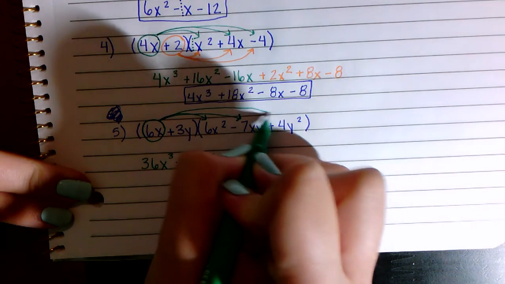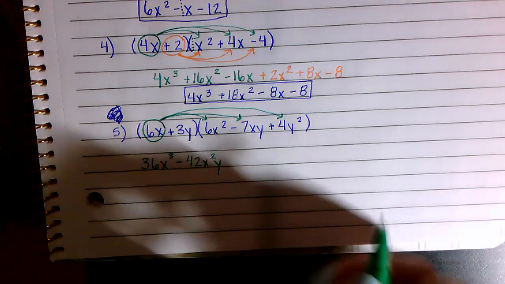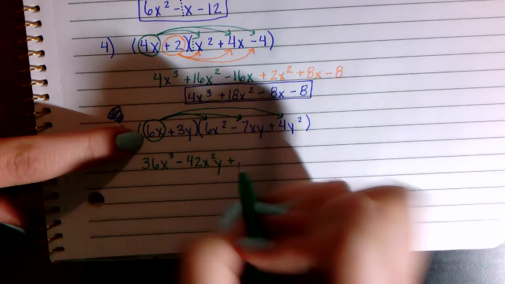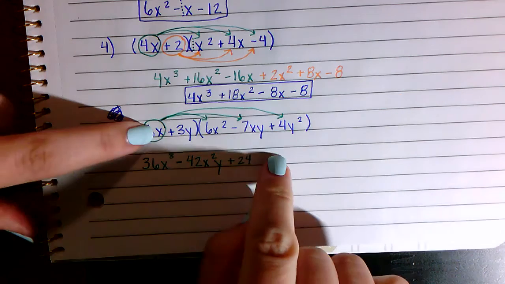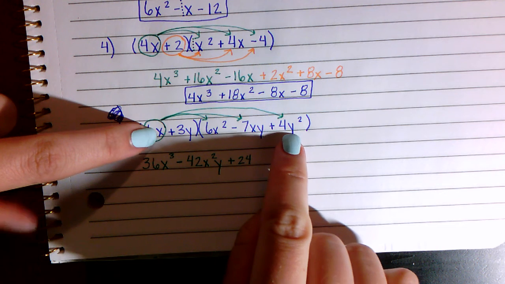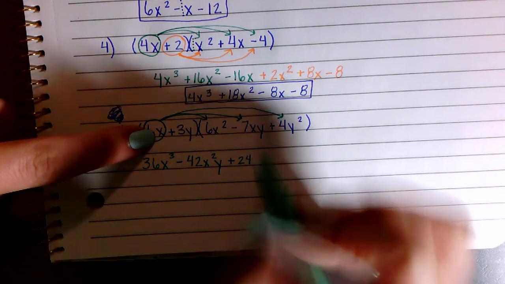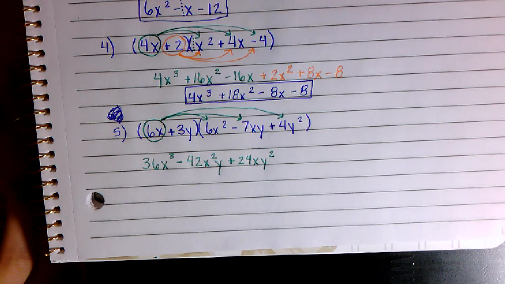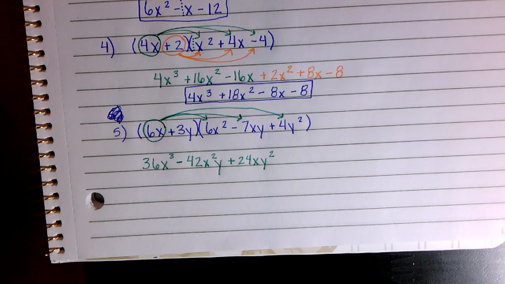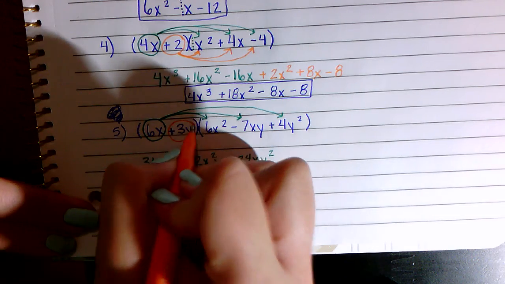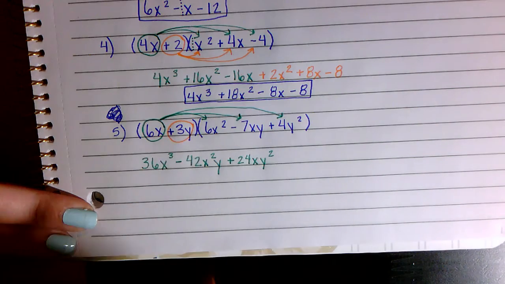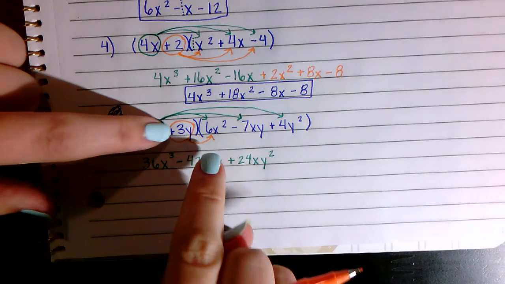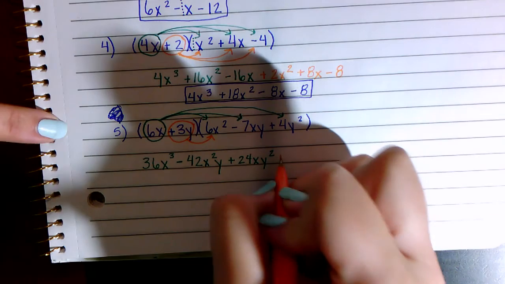And then 6x times 4y to the second is positive, what's 6 times 4? 24. And I can't combine my x with any other x because it's just a y. So I just have to write this down: x, y to the second. All right, that's it for the first term. Now let's move on to this second term, positive 3y, and distribute it to everything back here. Positive 3y times 6x squared. We have 3 times 6 is positive 18.